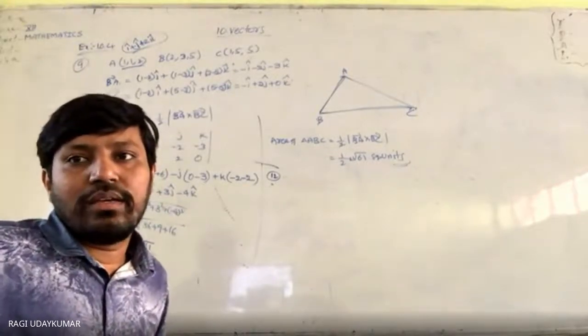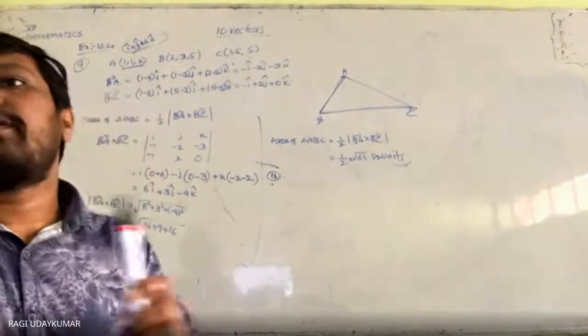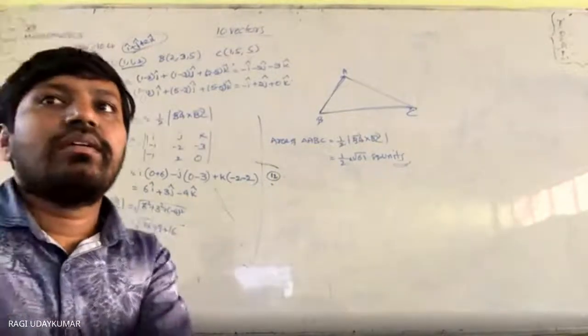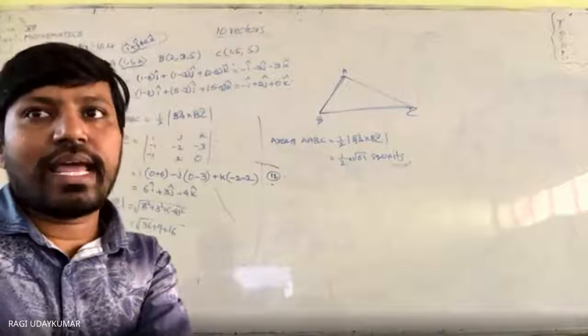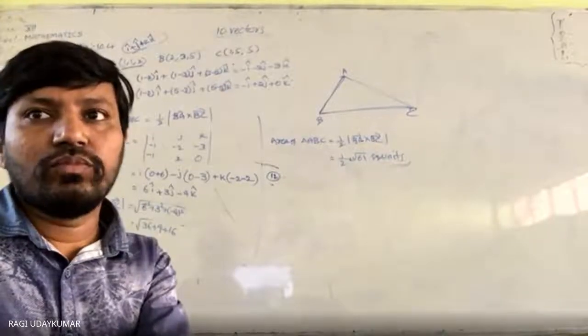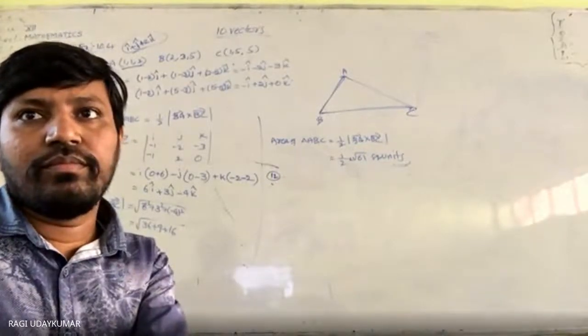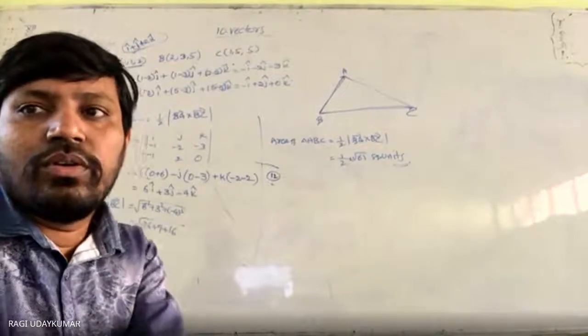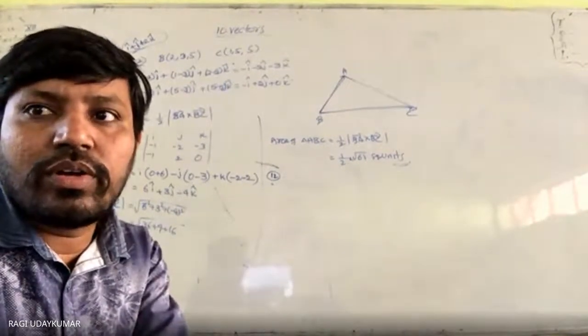Okay. So this is about the cross product of the two vectors. And if you have any doubt, then you can ask in this. No? Doubt nahi hai na?